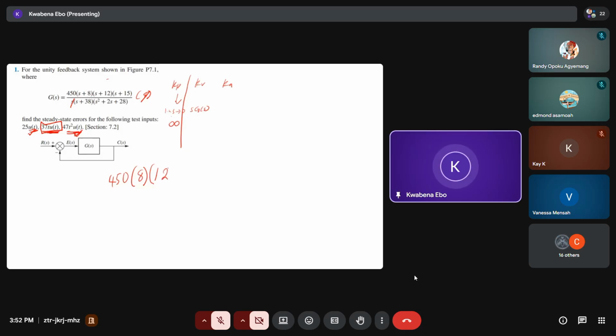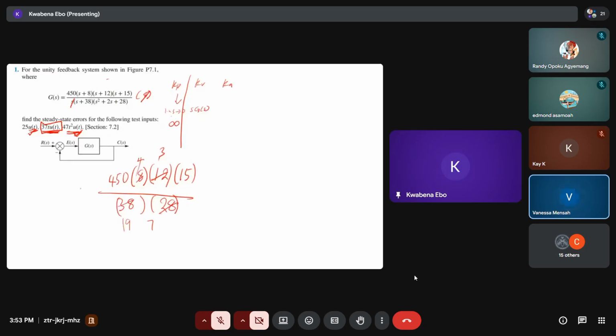450 times 8 times 12 times 15 all over 38 by 28. I don't have a calculator, so I may give you wrong values, but what matters is that we know what we are doing. All over here 3, 4, over here 7. If you have a calculator, you can punch it and give me the value. 2 here, 40 here, 90.